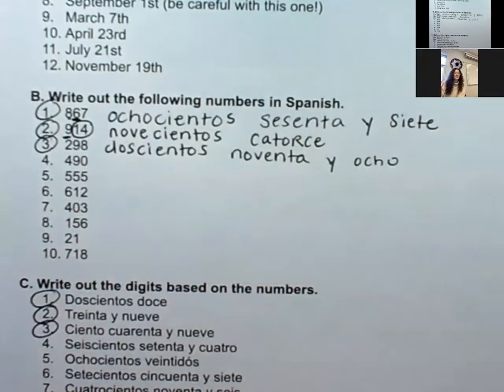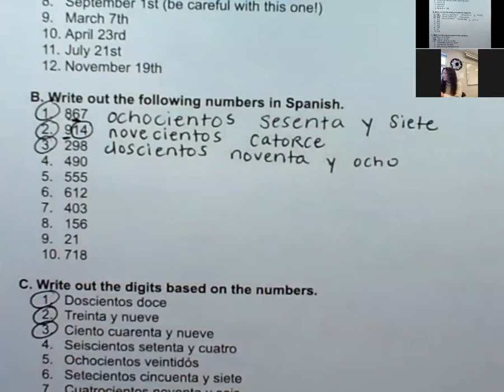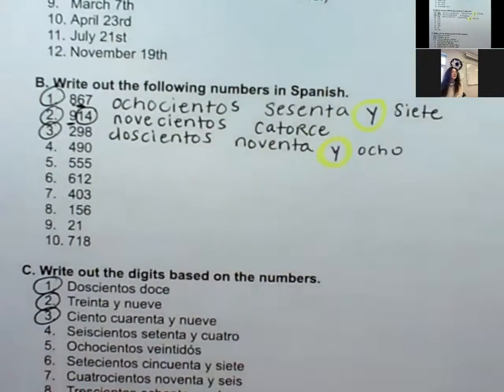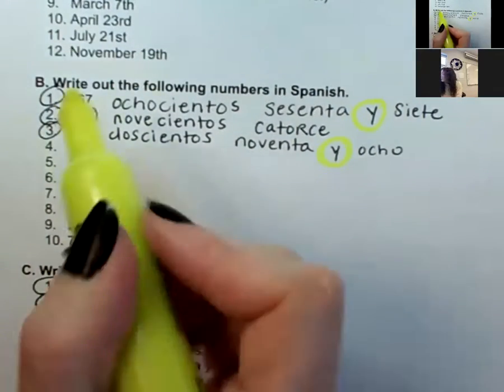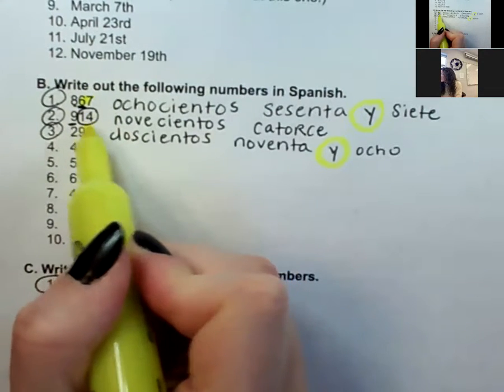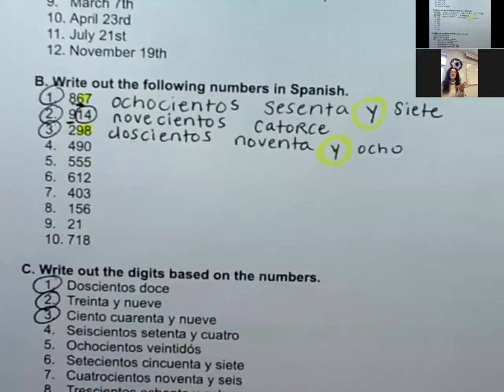Now, you'll notice the only time we used this Y in numbers 1 and 3 was in between the tens place and the ones place. So if you have to separate something like the word 30 and 2, or 60 and 7, 90 and 8, that's the only time you need to use the Y.